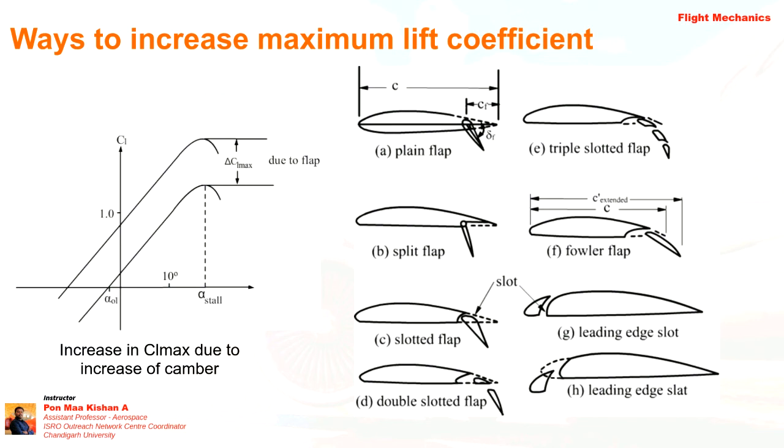In the Fowler flap, it is like a retractable one. It can be extended and it can be retracted back to the original position. Like that it was designed. So if you see the chord with the original position, that is C, when we are deploying the flap, then the chord can be extended. So that's why it is C dash extended.